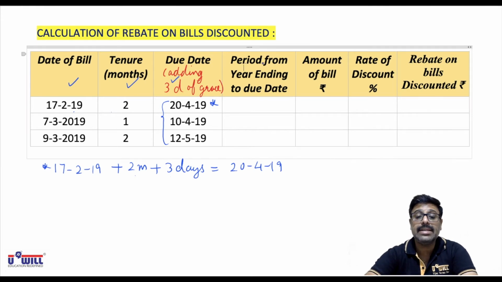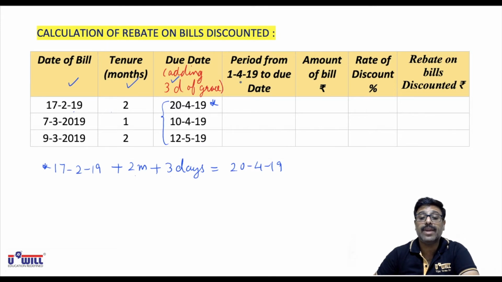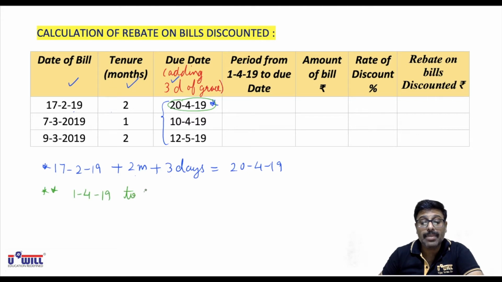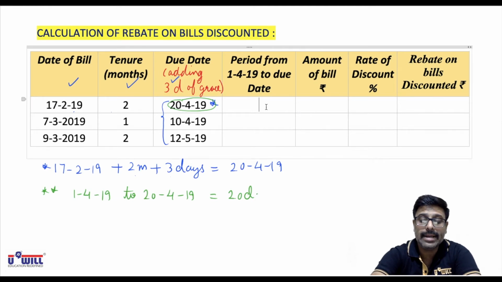Now, period from the year ending. Year ending means here it is 31st March 2019, so we will say from 1st April 2019 for our purpose. We are going to find the period from 1st April till the due date. Again, I will show the first calculation, and the next ones you will try on your own. So what is the due date? 20 April 2019. We have to find the period from 1st April 2019 to 20 April 2019, so straight away 20 days. All of you write down here 20 days.